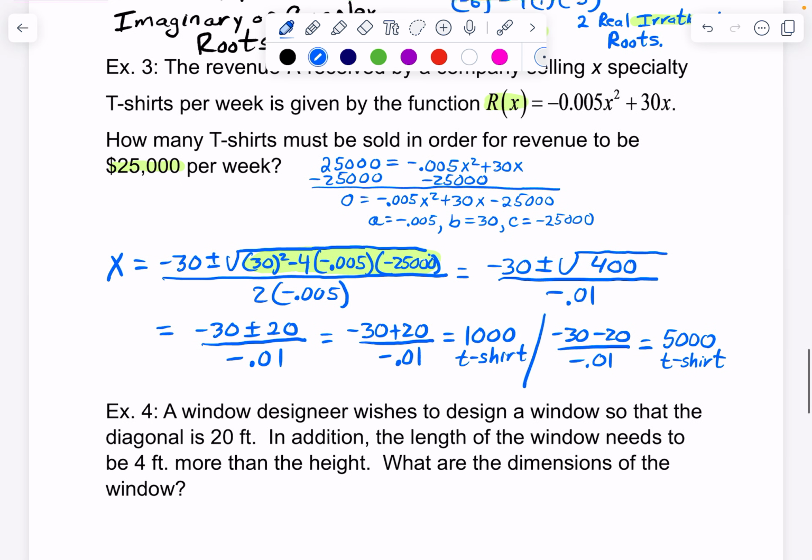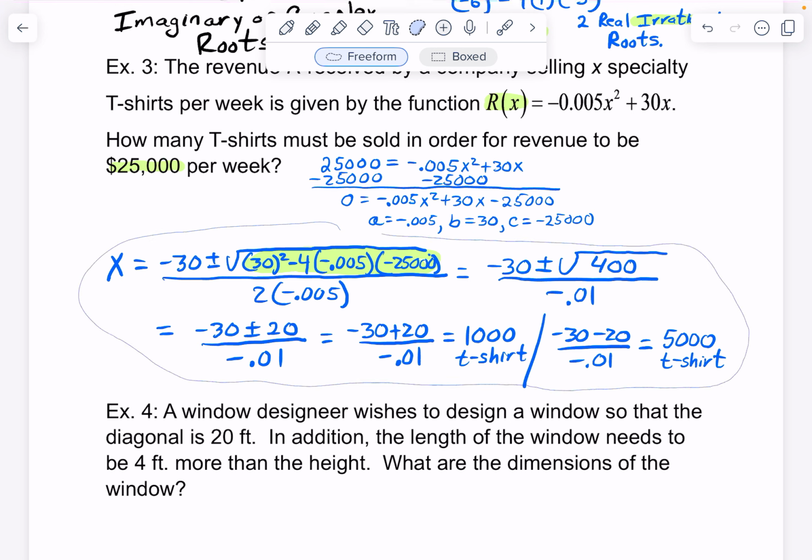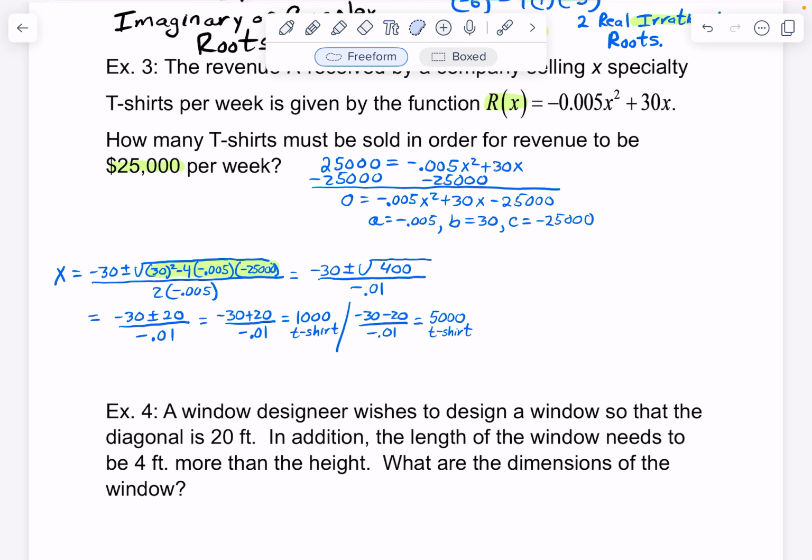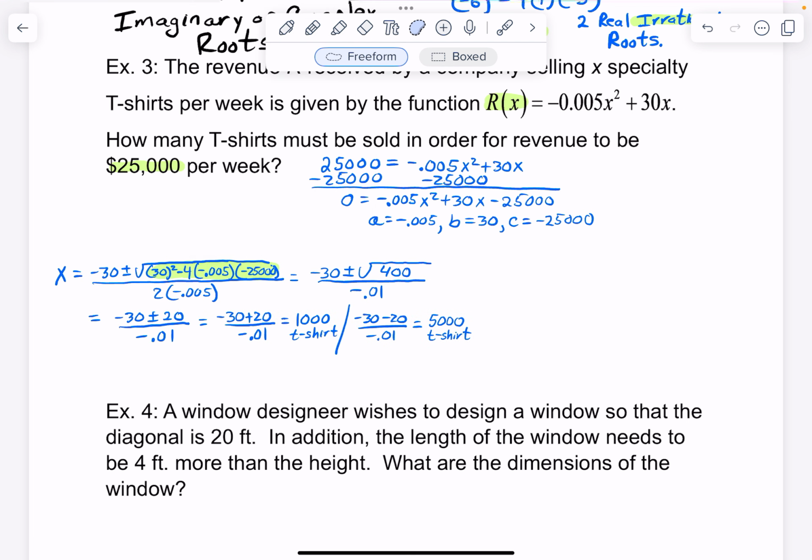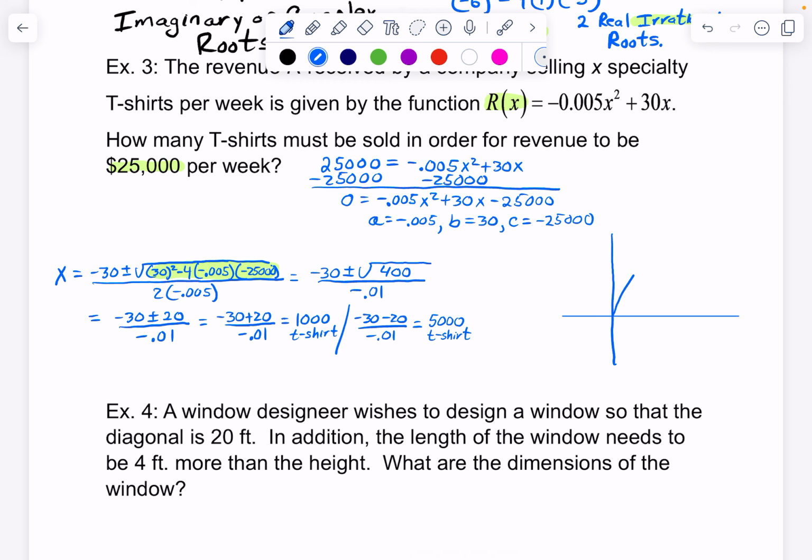Now you may ask, how is that possible? Remember that we're dealing with a quadratic equation. Remember that we're dealing with a parabola. So in a nutshell, I'm not going to graph it exactly, but I'm going to give you a sketch. Remember that the a is negative, so it's pointing downwards. So I've got a parabola like this here, and we're looking for when we're going to earn 25,000. Well, here at 1,000, we'll make the 25,000, and here at the 5,000, we'll also make the 25,000.